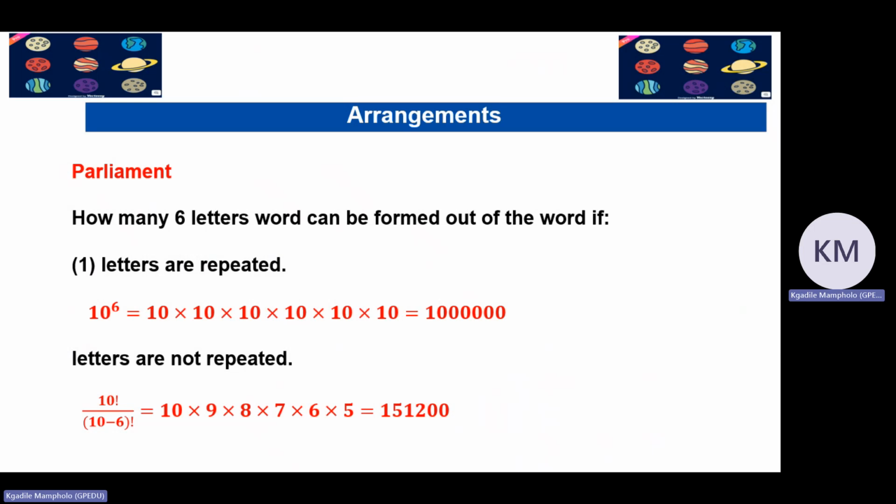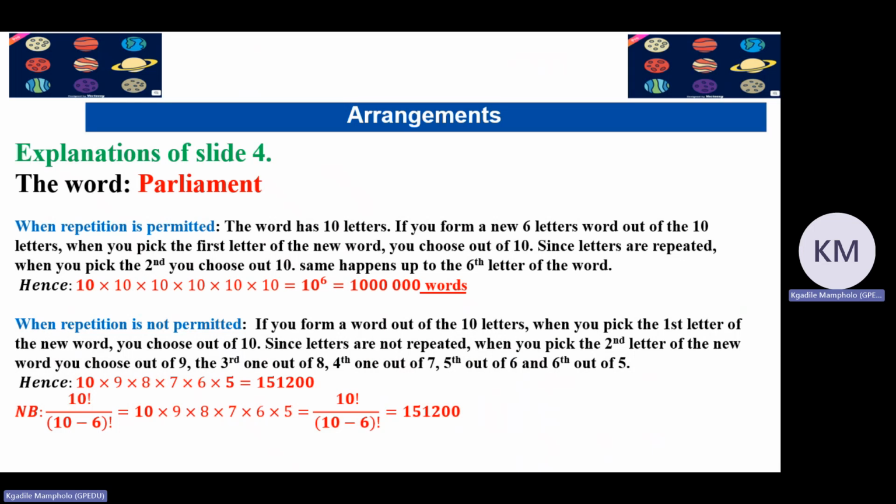You need to know these shortcuts because, for instance, if you have a 13-letter word, writing all this out will be a problem. If you have a 13-letter word and you only want to form 6-letter words, you just say 13 factorial over 13 minus 6 factorial, then you get the answer. That's the shortcut. Here you say 10 times 8 because letters are not repeated. Here's the explanation of what I've just said.